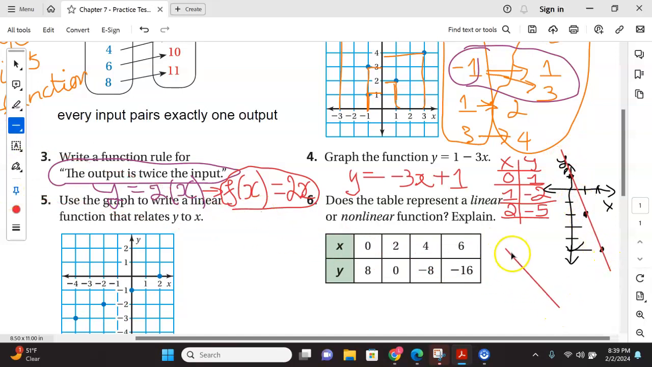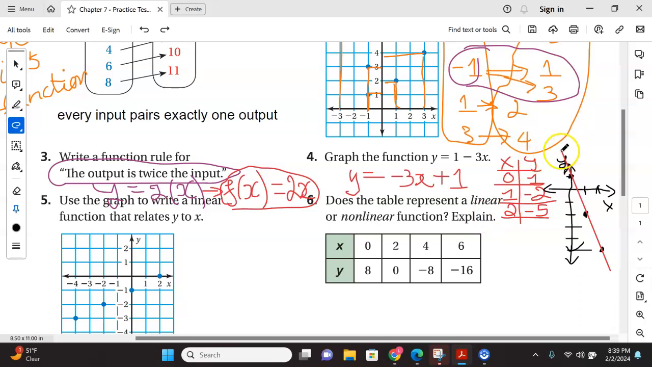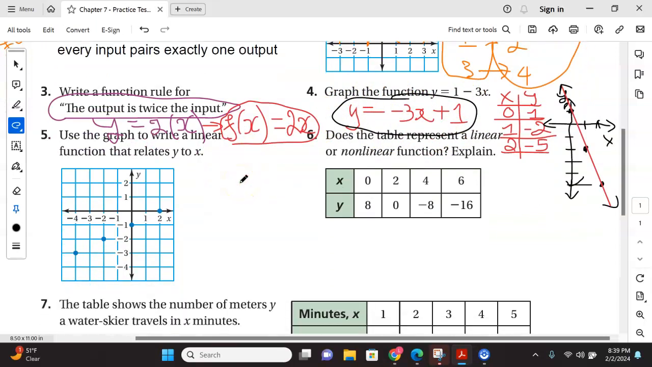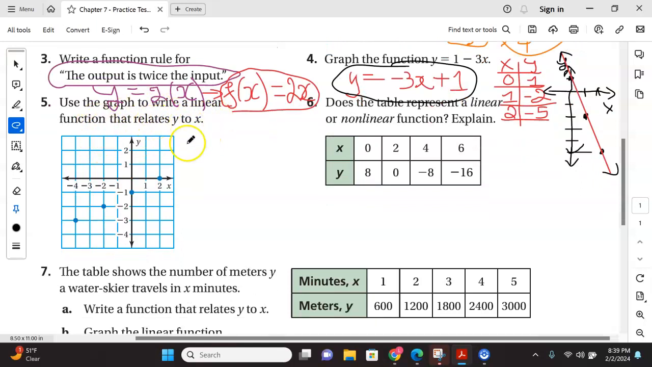And don't forget, you always put the arrow on each end of the line. So that right there is the graph of this function y equal negative 3x plus 1. All right, number 5. Use the graph to write a linear function that relates y to x.